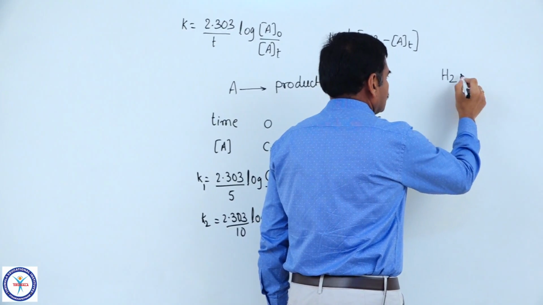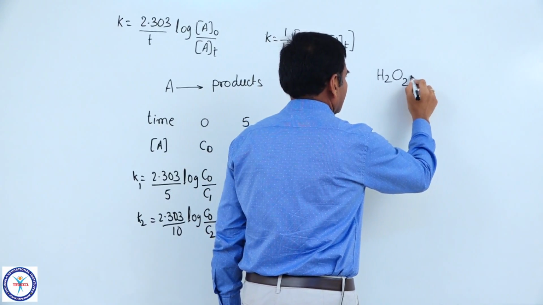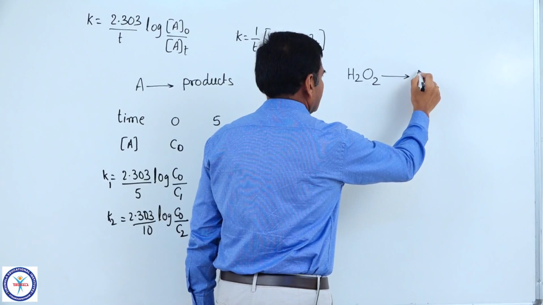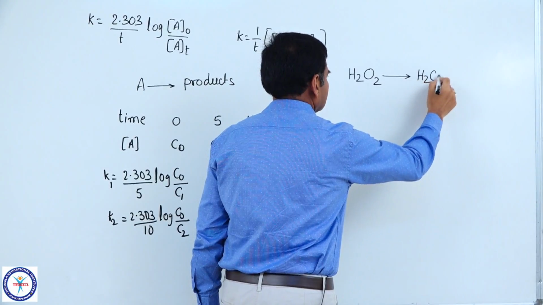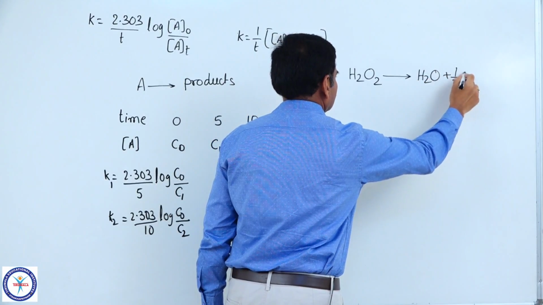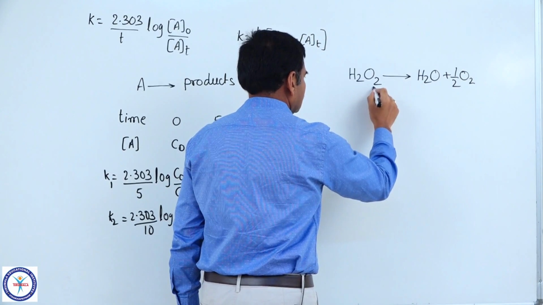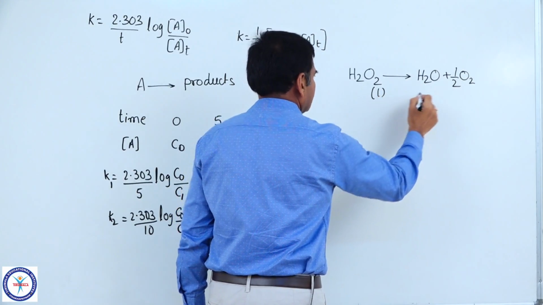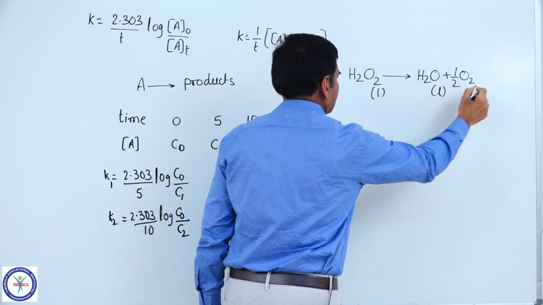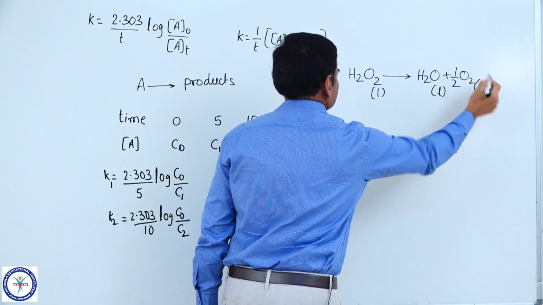You know that H2O2 dissociation follows first order kinetics. H2O2 dissociates to give H2O plus half O2. H2O2 is actually an aqueous solution, that is, in liquid state. H2O is also liquid, but oxygen is gas.